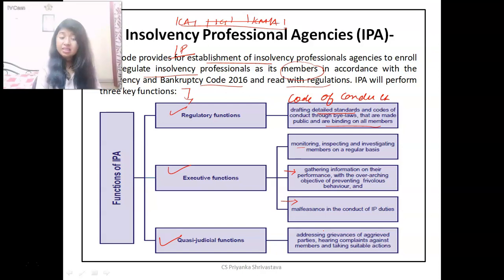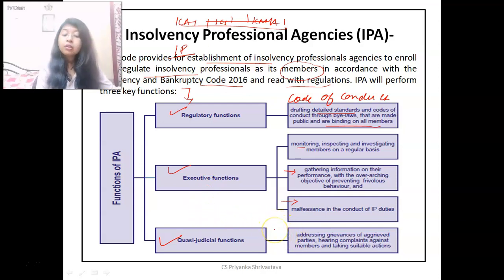If any action needs to be taken against insolvency professionals who are not performing well, or on inspection we find some wrong thing, or they have breached conduct under their IP duties, then disciplinary action can also be taken by the IPA. And then the quasi-judicial function.